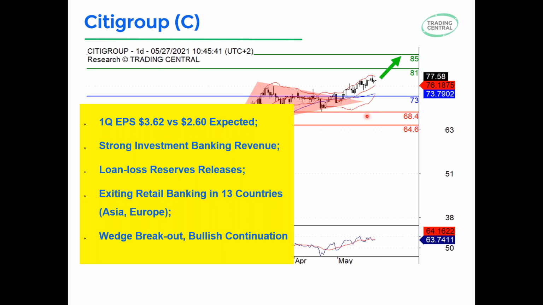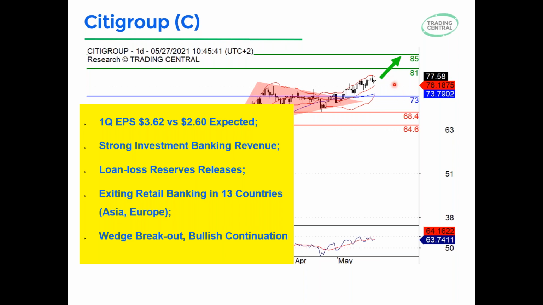Okay, so this is a wedge, and this pattern is quite good. I want you to have a look. Our upside targets are 81 and 85. Stop loss: if you see Citigroup back down to 73, around the 50-day moving average and the lower Bollinger Band, we call it, oh, the short-term bull run is over. So we have to turn bearish, but it is still far above the stop loss level.